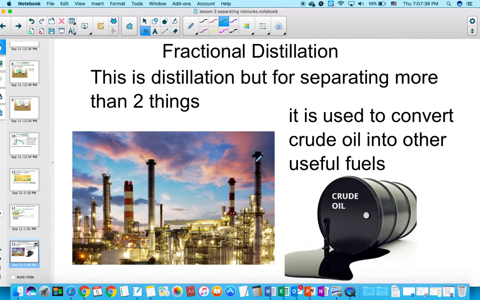Well, this is a process called fractional distillation. You're distilling different parts, fractional, which is different parts, in order to separate them from each other. So this is a type of distillation used by oil companies. It is used to convert crude oil, raw oil, into other types of useful fuels.